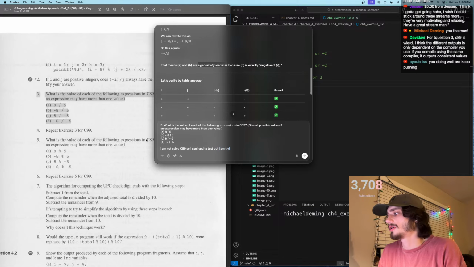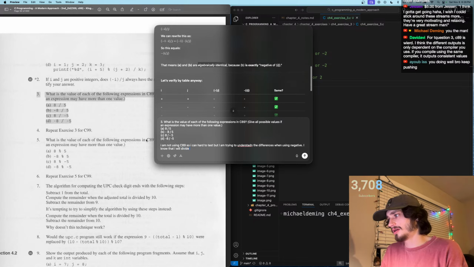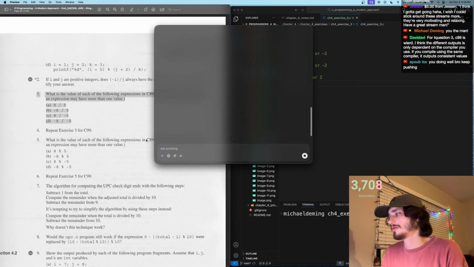But I am trying to understand the differences when using negatives. I know that it will truncate or will divide and provide either ceiling or floor in C89, right?